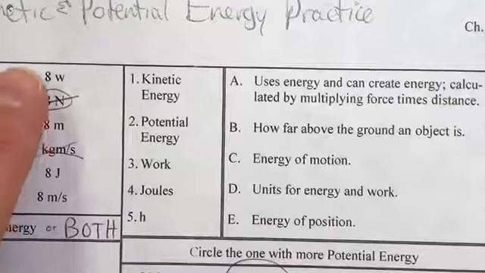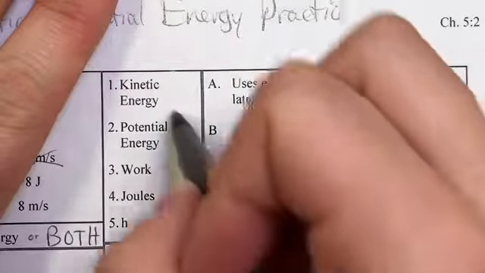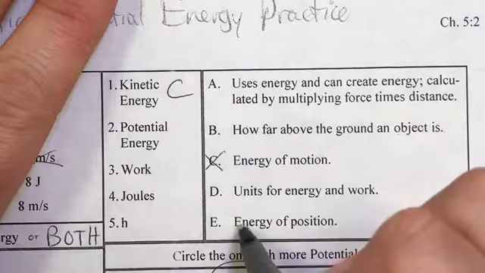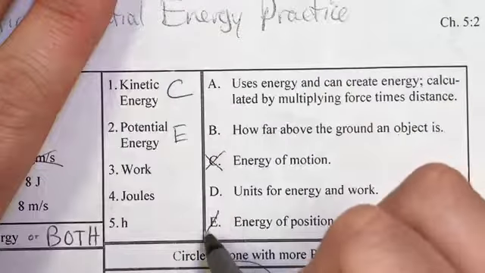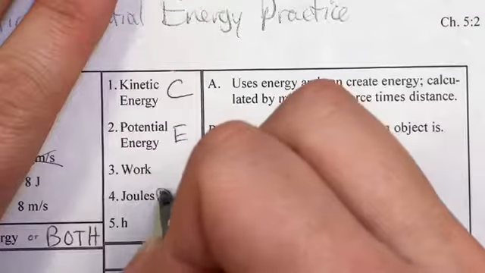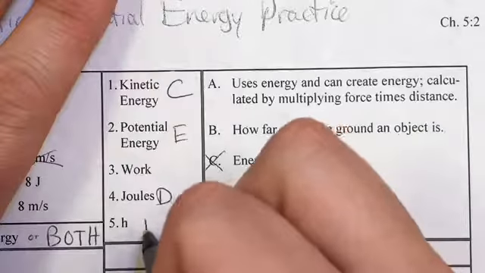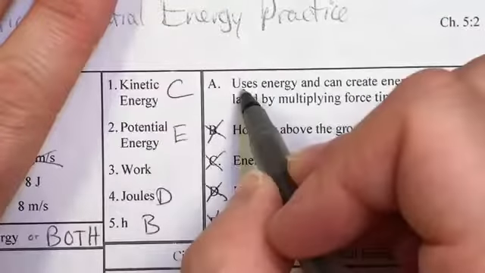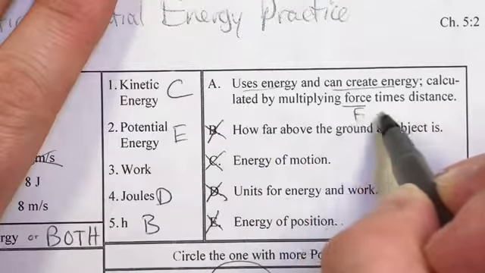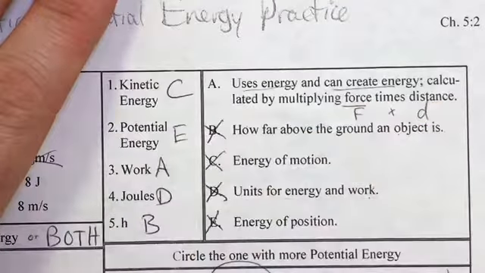Top section over here with matching. Kinetic energy is the energy of motion. Potential energy is the energy of position. Units for energy and work, that's joules. How far above the ground an object is, that's height. And work uses energy, can create energy, calculated by multiplying the force times the distance. That's work.